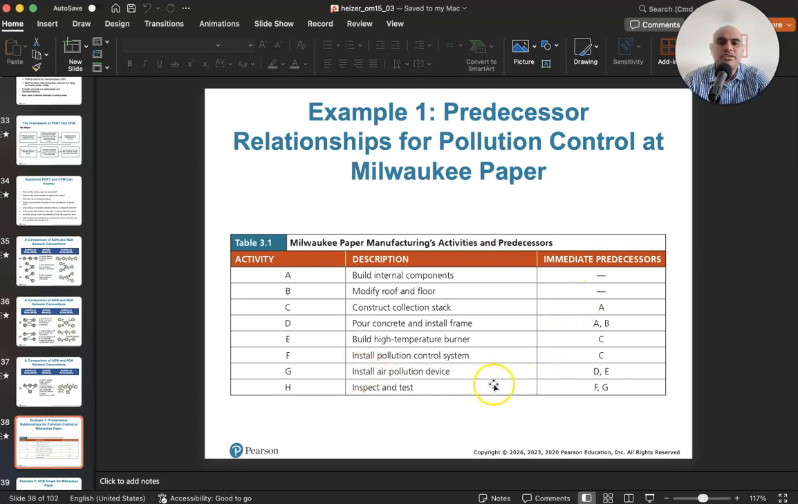And then for activity G, which is install the air pollution device, you need D and E to finish, which is pour and install the frame and build a high temperature burner. And finally, for the final inspection and testing, you need to finish the other activities, which is installing the pollution control system and the air pollution device. You have to install both of these. And once that's done, you can inspect and test. So these are your predecessor relationships.